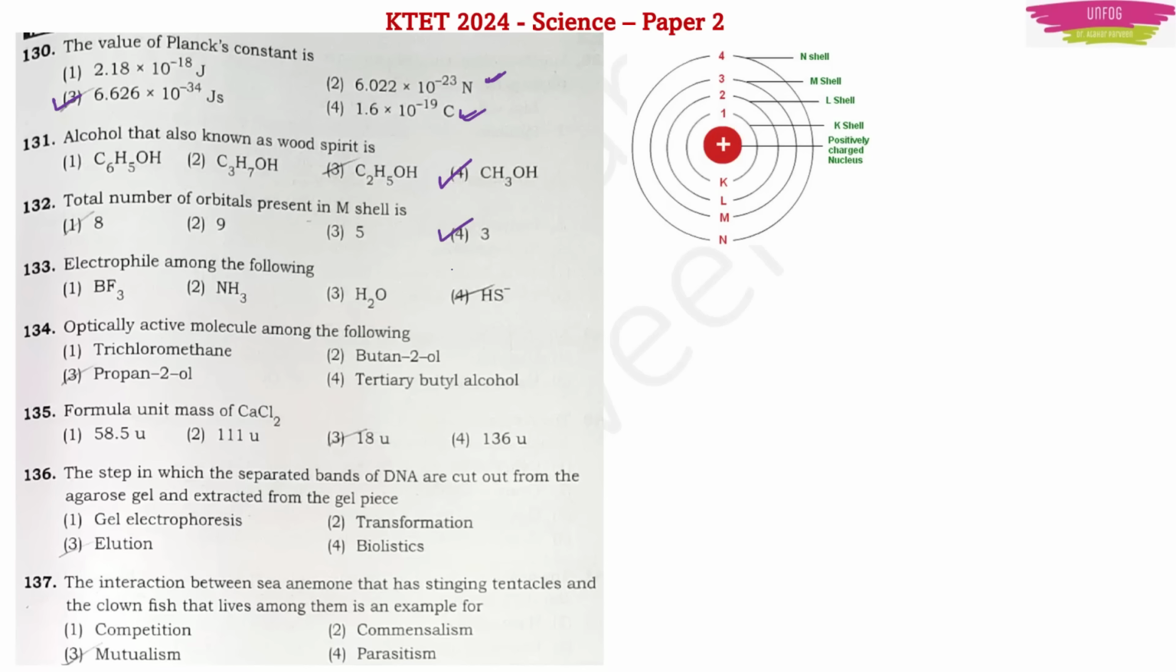Next question. Electrophile among the following: BF3, NH3, H2O, HS minus. So here, what electrophile means, actually they are those type of compounds which love electrons. In these type of compounds there will be an electronegative element, like halogens are there, right? Fluorine, chlorine, bromine, iodine, those type of electronegative elements will be present in electrophiles. So here in the options you can see that fluorine is there in BF3, so option 1 will be the correct answer here.